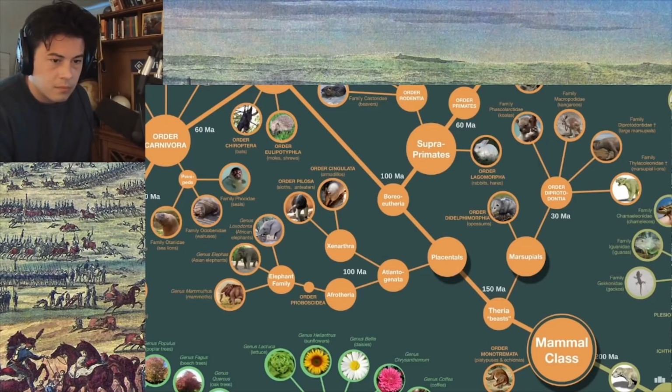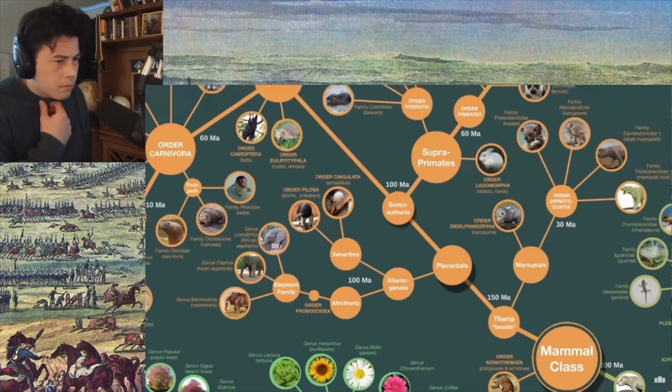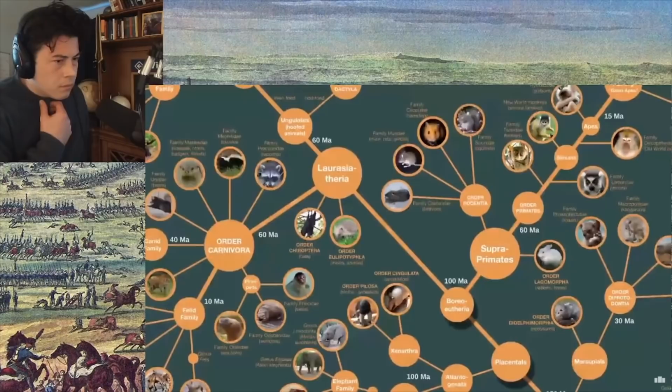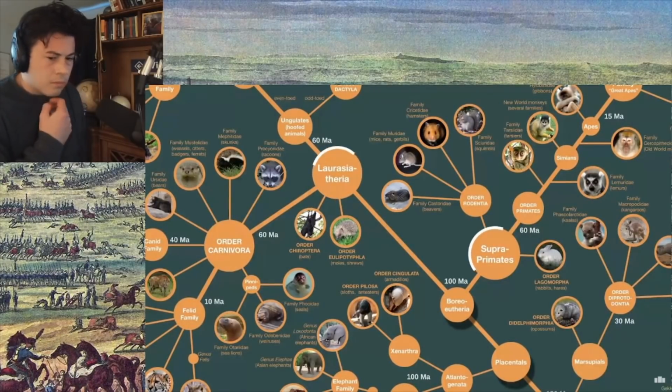I should note that up until the time that modern humans arrived in Australia, there were all sorts of other types of marsupials, types that we don't see today, including marsupials that looked like cats and marsupials that looked like bears. But let's continue with the placental line. Some of the oldest branches of this group eventually lead to elephants, as well as sloths and armadillos. But another branch leads to the Eukaryotes group, which has two main categories, Lorasia Theory and the supraprimates.